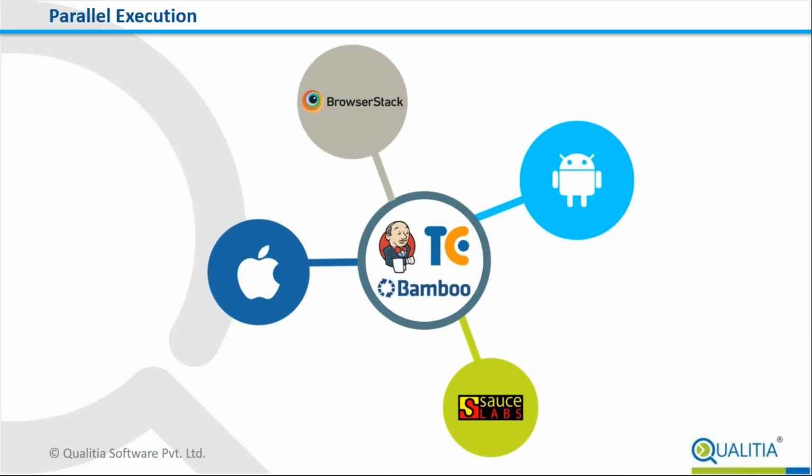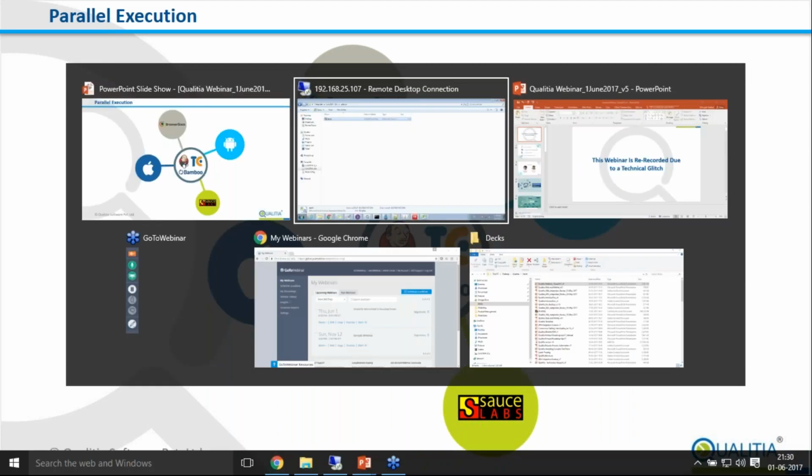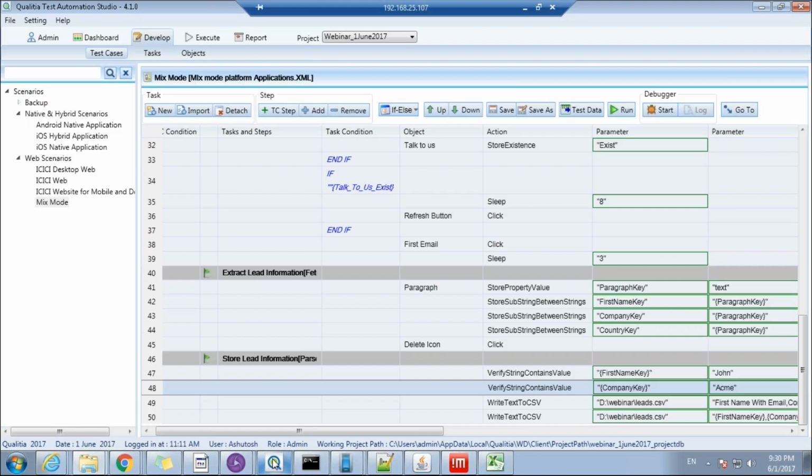So in this particular demonstration, what we are going to do is take one single test case and execute that in parallel on 4 different platforms: Sauce Labs on mobile web, BrowserStack on web, and on premise we are going to execute that same test case without any modifications on an iOS simulator as well as an Android real device. So maybe let's look at the test case a little bit in detail to understand what's going on behind the scene.